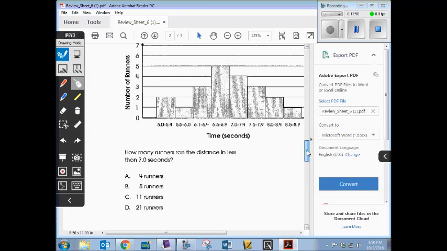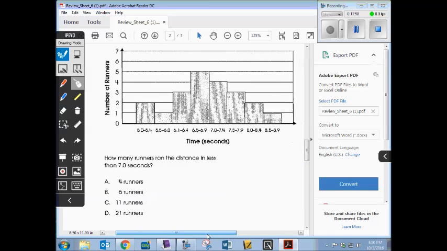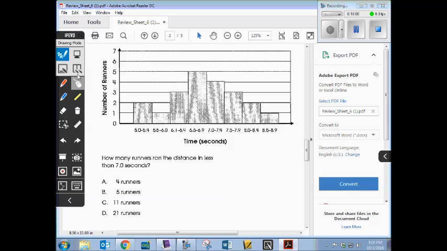All right, this question right here, really hard to read on your example, but how many runners ran the distance in less than 7 seconds? Okay, you can see that 7 seconds would be right there. So I'm going to let you go from there and figure that one out. Okay, but just understand this is a histogram. So this is representing the number of runners that ran in that particular interval of time. Okay?